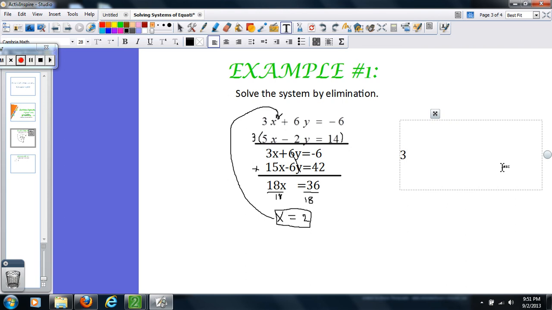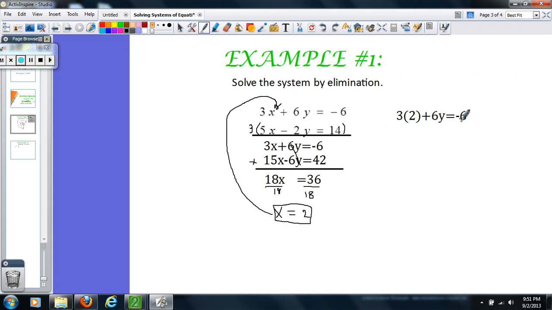Okay, so now I'm going to take 3 times 2 plus 6y equals negative 6. And now I'm going to go ahead and solve this for y. So this is going to be 6 plus 6y equals negative 6. I'm going to subtract 6 from both sides. I get 6y equals negative 12. And now I'm going to divide everything by 6. And I get y equals negative 2.